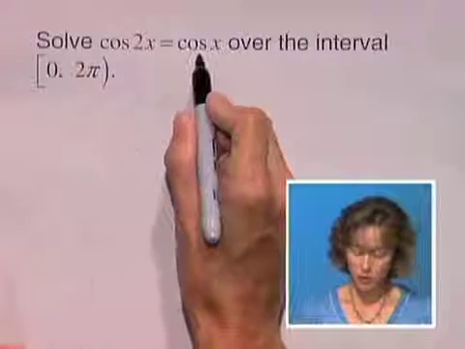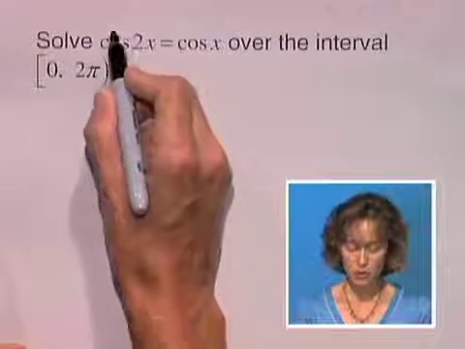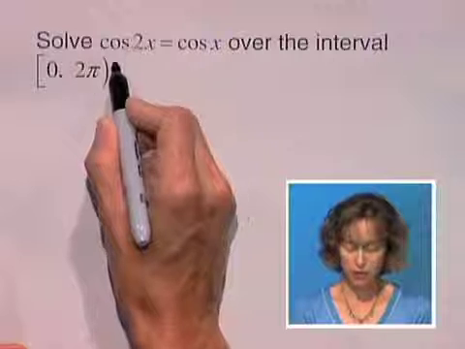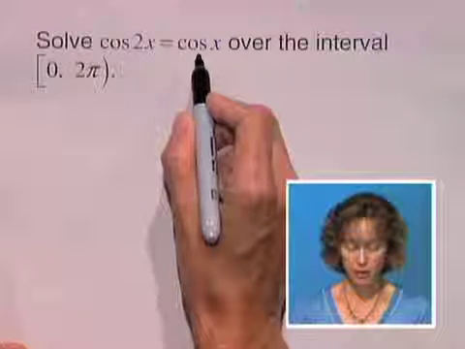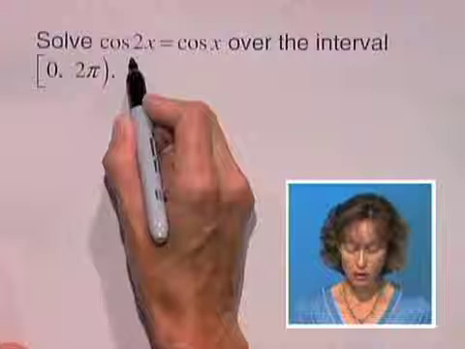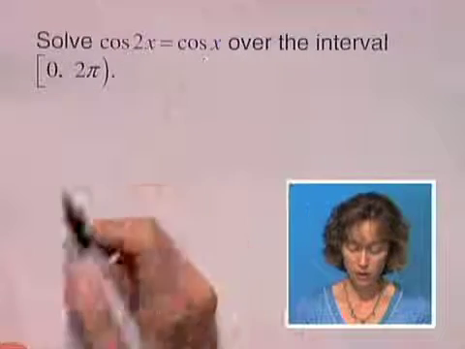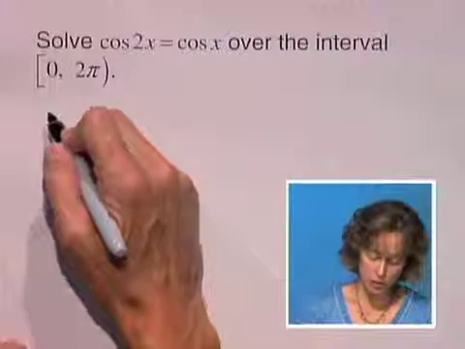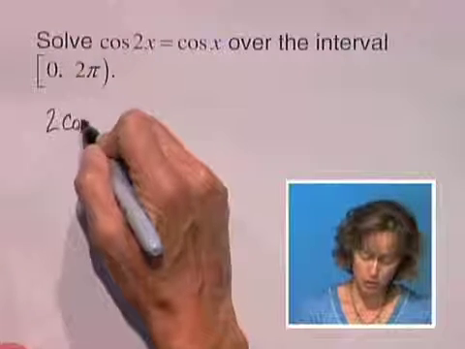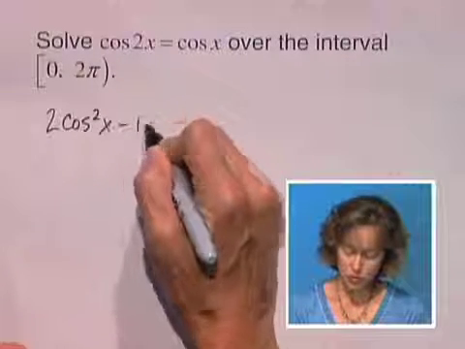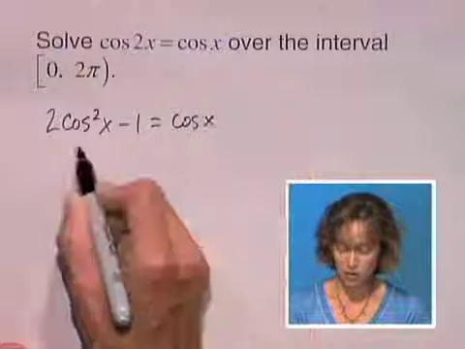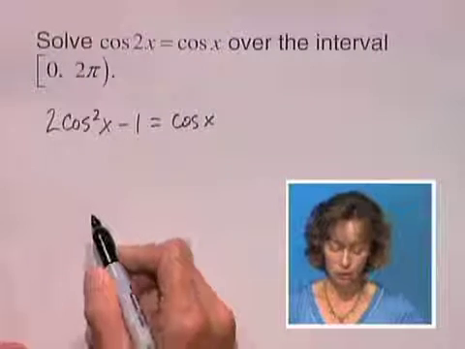Let's solve a trig equation. We want to solve cosine 2x equals cosine x over the interval 0 to 2 pi. What I'm going to do at first is substitute a double angle identity for cosine so that the whole equation is entirely in terms of cosine x, not a double angle as well as a single angle cosine. So for cosine 2x, I'm going to put 2 cosine squared x minus 1, its cosine double angle equivalent.